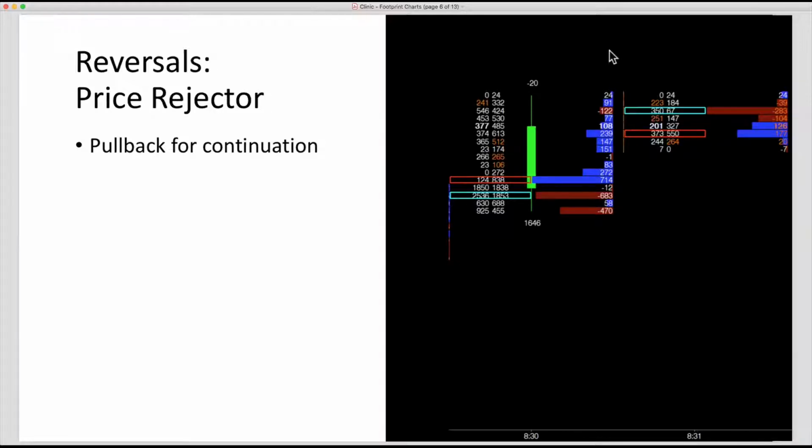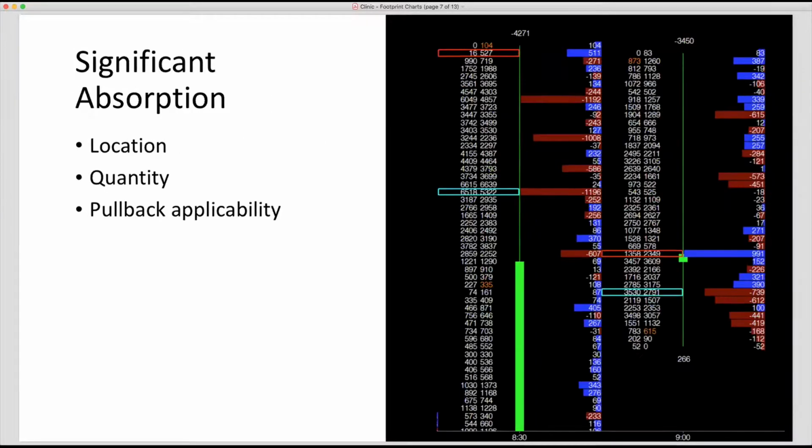Okay, so that's price rejection. Next thing I look at is absorption. And recall, in order to identify absorption, in other words, when the limit orders have overwhelmed the aggressive market orders, we consider the delta at price.